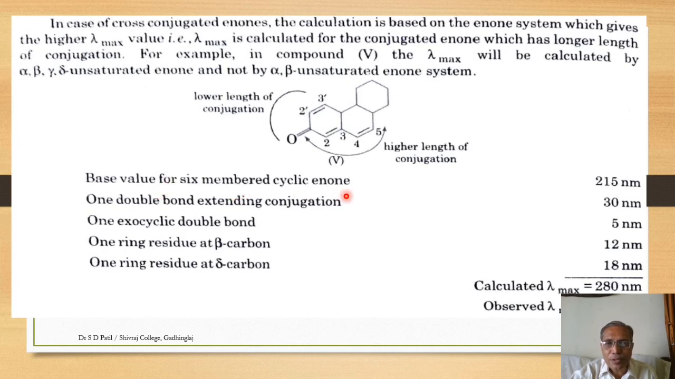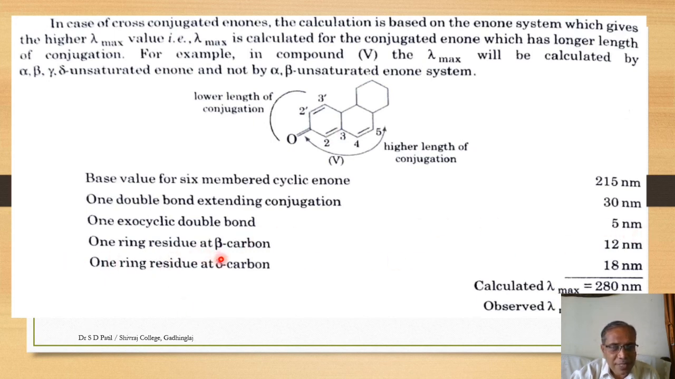Base value for a 6 membered cyclic diene is 215 nanometers. Then one double bond extended conjugation. So original structure is this one, then this is extended conjugation. So extended conjugation increment of 30 nanometers. One exocyclic double bond. So this ring is there, this bond is exocyclic to the ring. So one exocyclic double bond, the increment is 5 nanometers.